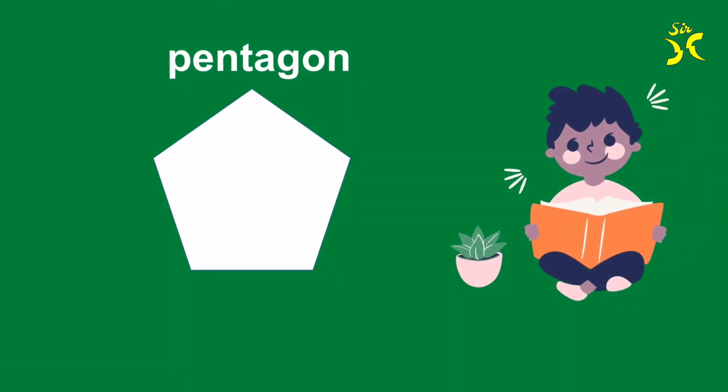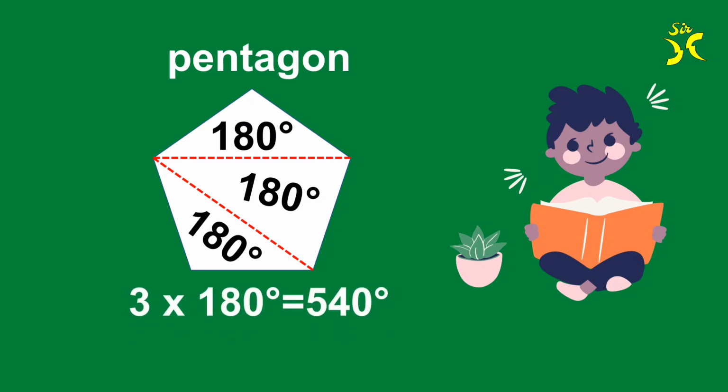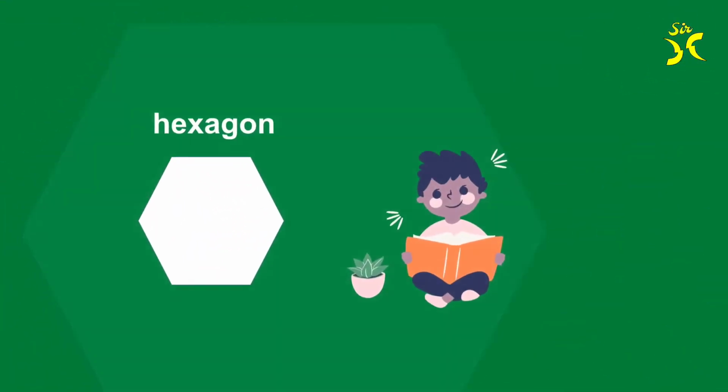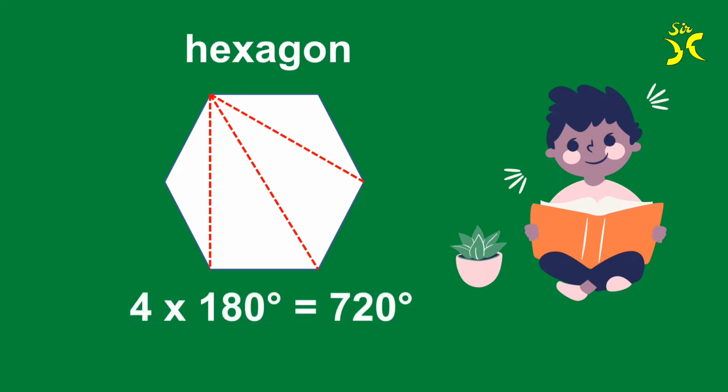Next is the pentagon. In this case, we form 3 triangles. Each triangle has a total interior angle of 180 degrees. Therefore, 3 times 180 degrees is equal to 540 degrees. In hexagon, we have 4 triangles times 180 degrees, so the total interior angle is 720 degrees.